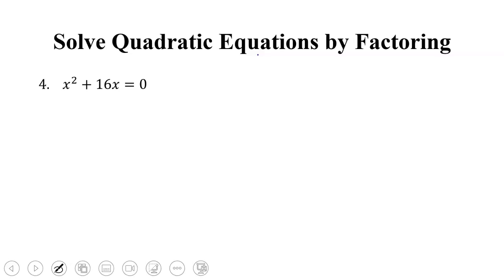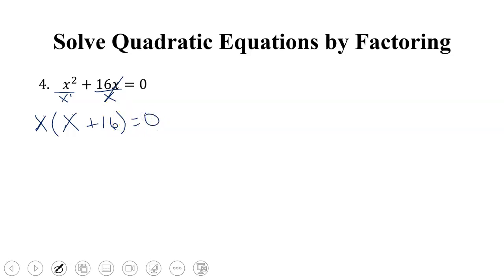Here we cannot do the AC method, but what do both numbers have in common? They both have x. So this is my GCF. I'm going to take x as the GCF. That's the only thing they have in common. So divide x all the way across. When we're dividing, you're subtracting your x's. 2 minus 1 is x. And then my x's cancel, so bring down that 16.